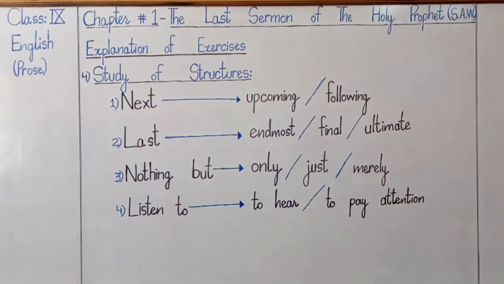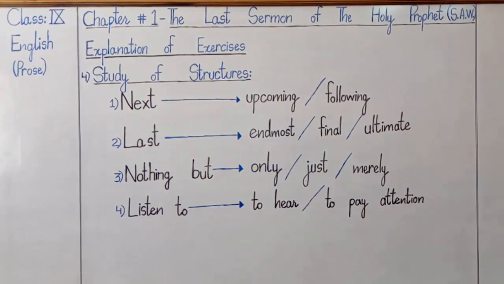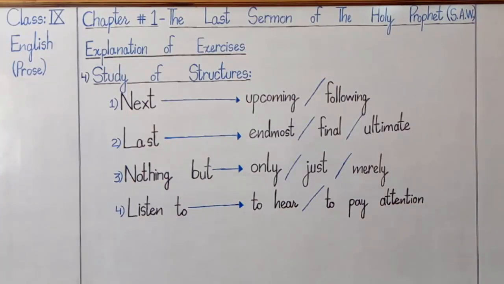There are some examples given in the book. The first example is: the very next year of Hijrah, they attacked Medina. If you replace the word next with any of the words written on the board, upcoming or following, that will fit suitably in this sentence. The very upcoming year of Hijrah or the very following year of Hijrah. Next has 2 meanings, upcoming or following, and this word next can be replaced by any of these 2 words. This is just for your understanding that next means upcoming or following, so that when you read or hear that word in conversation, you have prior understanding of it.